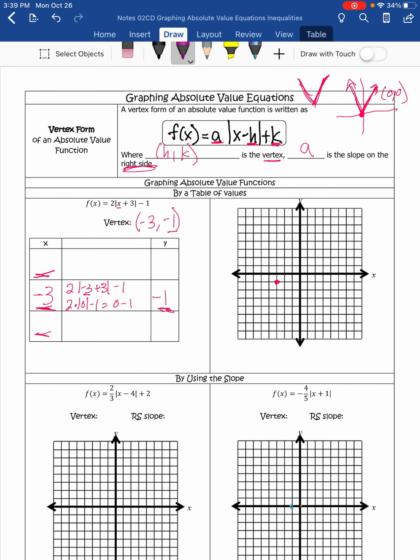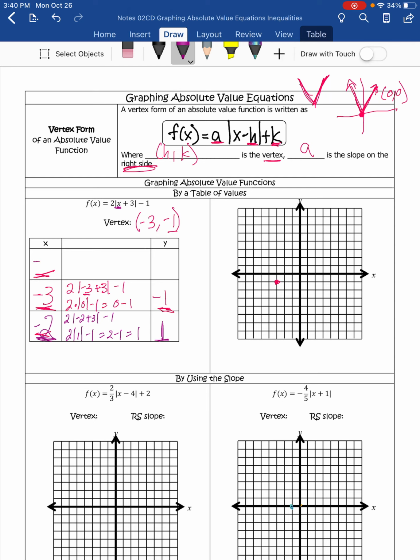So I pick a point to the right. A point to the right would be, my x value would be negative 2. I plug that into the original equation. Again, I'm going to replace x here. So that's going to be 2 times the absolute value of negative 2 plus 3 minus 1. Negative 2 plus 3 is 1, the absolute value of 1 is 1, times 2 is 2, minus 1 is equal to 1. So when I input negative 2 into my equation, I get 1 out.